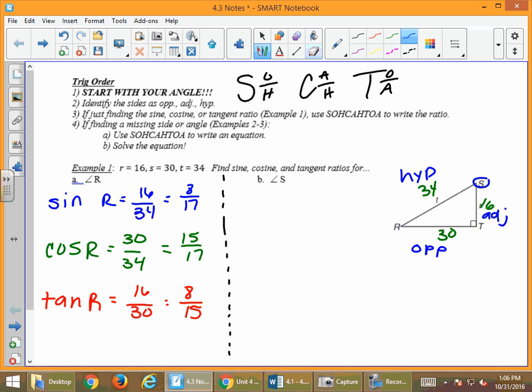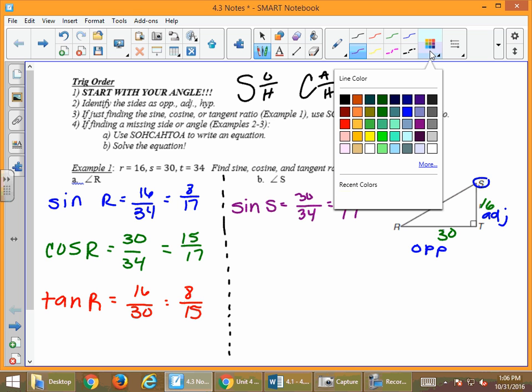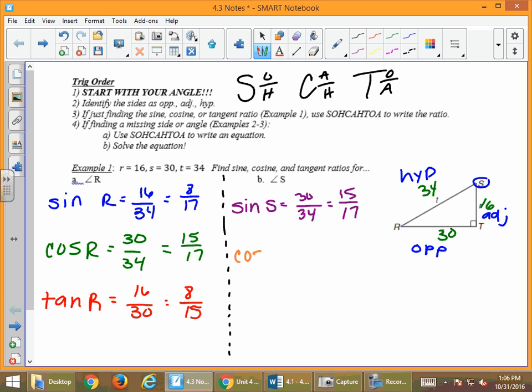Okay. So now we're going to find the sine of S. Again, what over what gives us the sine? Opposite over hypotenuse. So our opposite is now what? 30, and our hypotenuse is 34. Perfect. 30 over 34 simplifies down to? 15 over 17.